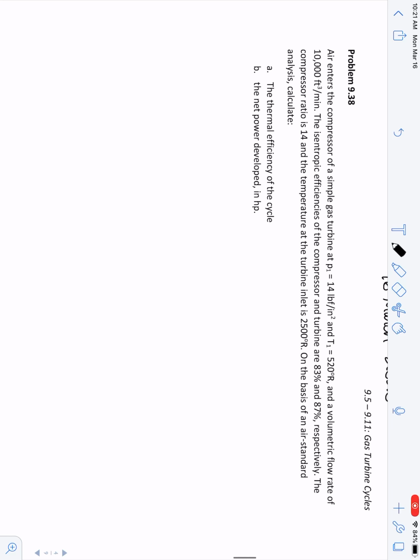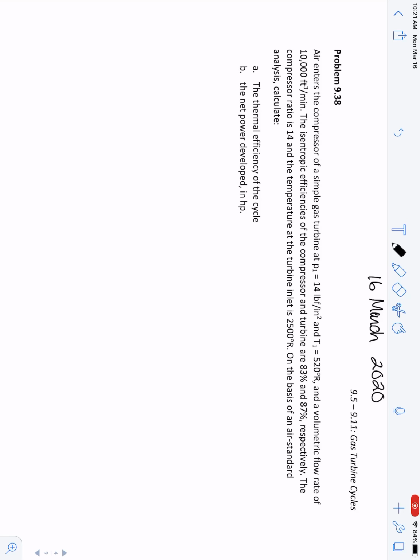So for this, I am going to work through example problem 9.38 that is in our notes. We started this problem last Wednesday. I'm going to go ahead and start from the beginning again and work through this problem, which deals with how to look at an air standard Brayton cycle where the isentropic efficiencies of the compressor and turbine are not 100%. Okay, so we started this problem on Wednesday, and I'll go ahead and recreate what the notes for that were.